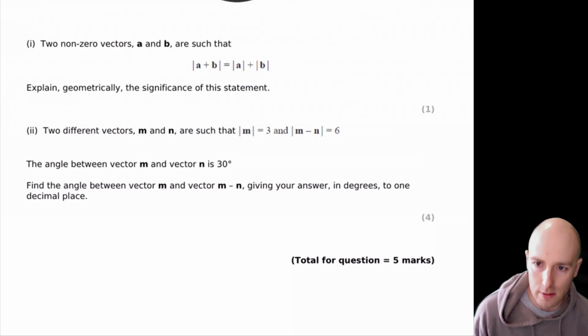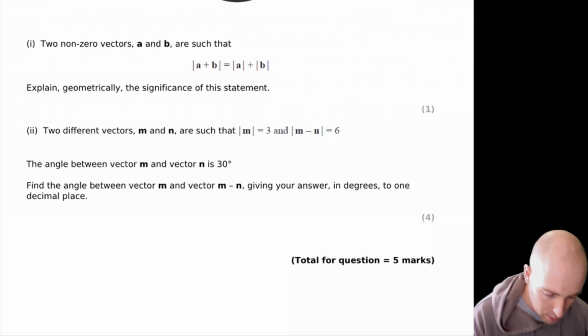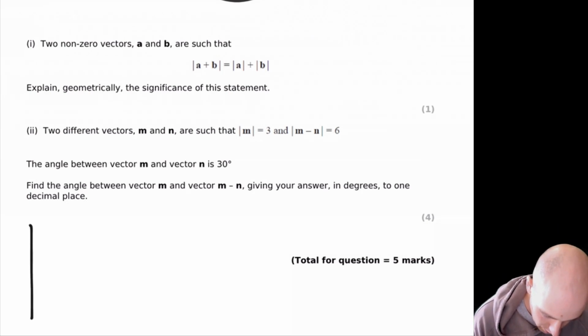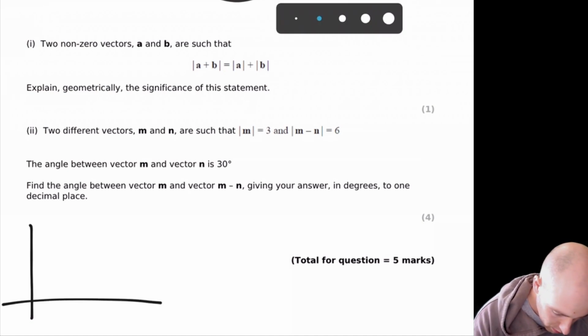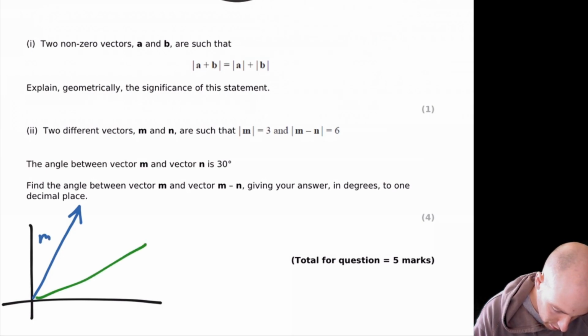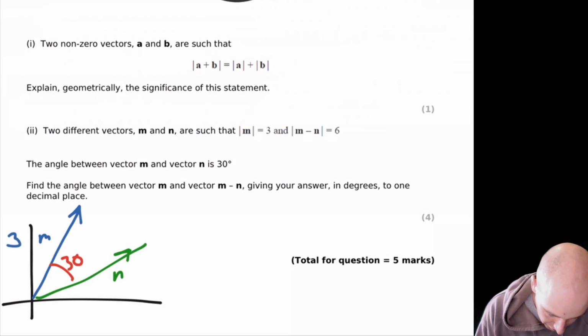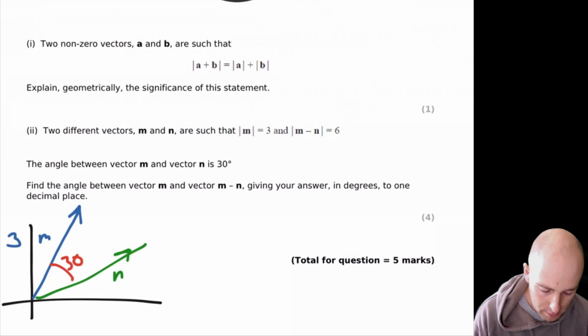So 2 different vectors are such that mod m is 3 and mod m minus n is 6. Okay, so we can try and draw this. The angle between m and n is 30. So if I put m here, and n here, the angle between these two, 30. We know that m is size 3. We know m take n is size 6.